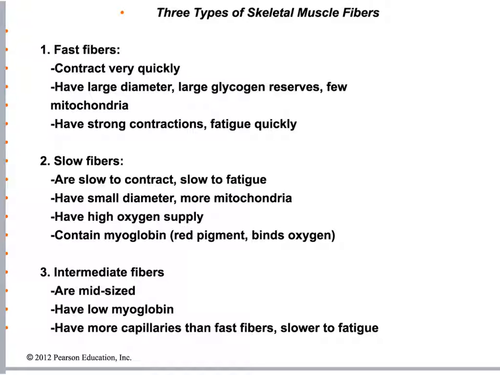And the third and last type of fiber are called intermediate fibers. They're mid-sized, they have low myoglobin, but they have more capillaries than fast fibers, and they're slower to fatigue.